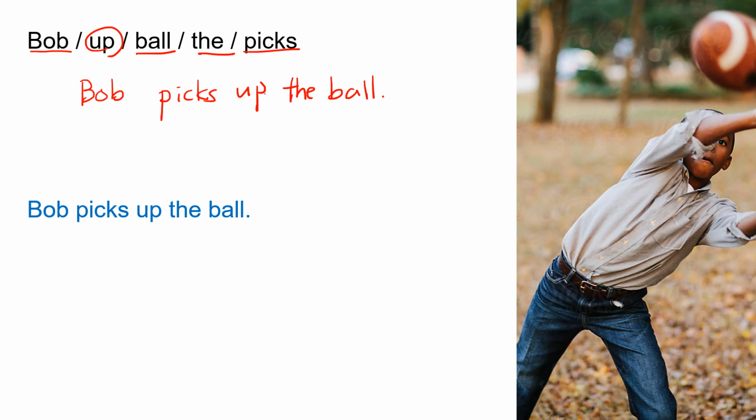In order to pronounce this, read it together, just like pick, picks, and up. Say picks up, picks up. Bob picks up the ball. So this is the subject, verb, and this is the object. Bob picks up the ball.